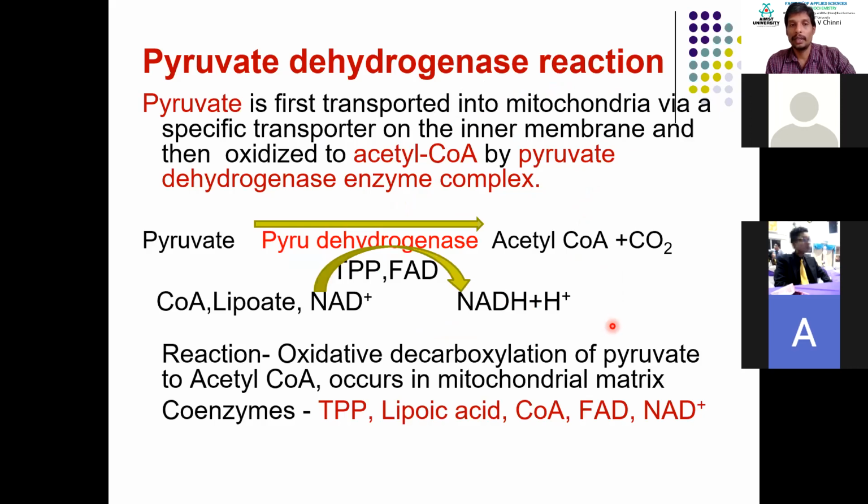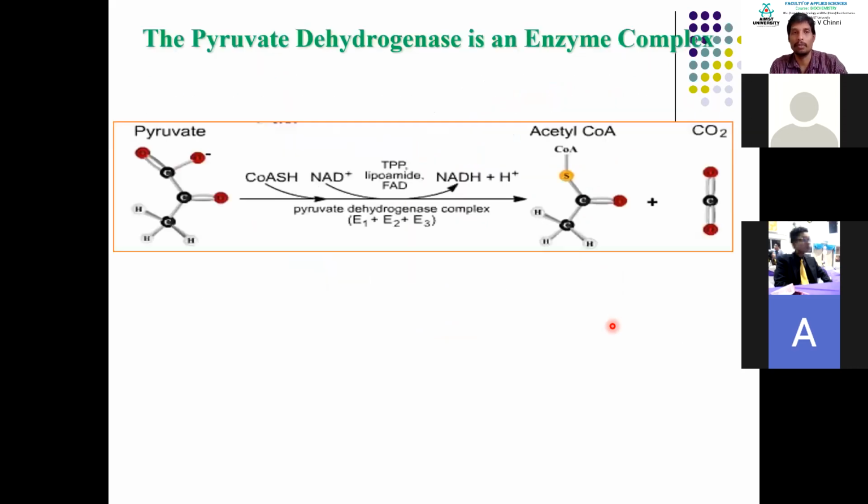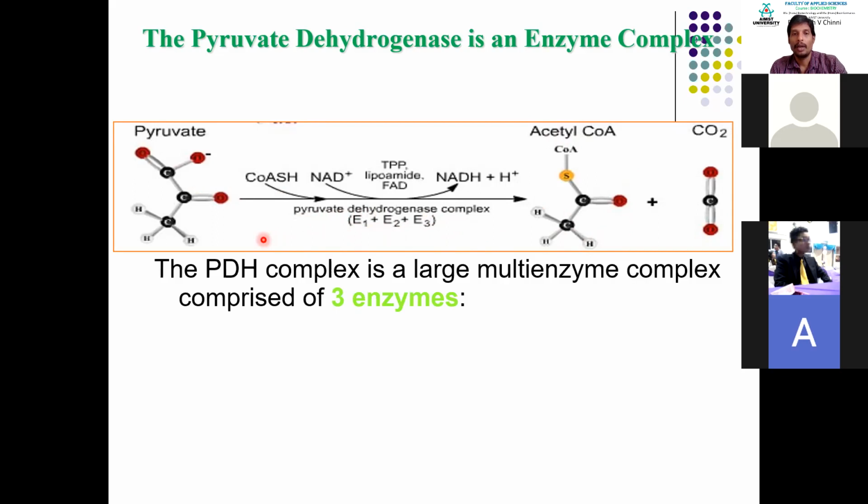So this one I already told, pyruvate dehydrogenase. What happens to it? It will convert into acetyl coenzyme A. So this pyruvate, which is converting into acetyl coenzyme A, is catalyzed by the pyruvate dehydrogenase complex. As I told you, it's a very big complex which has three subunits, E1, E2, E3. There are three enzymes together. It will form one big enzyme, the pyruvate dehydrogenase complex.